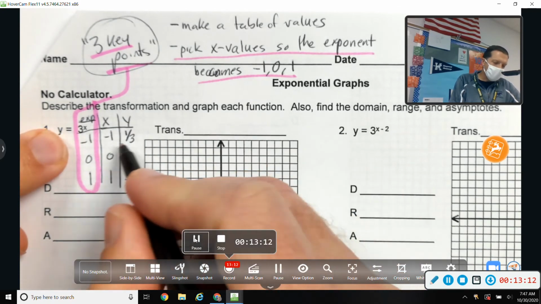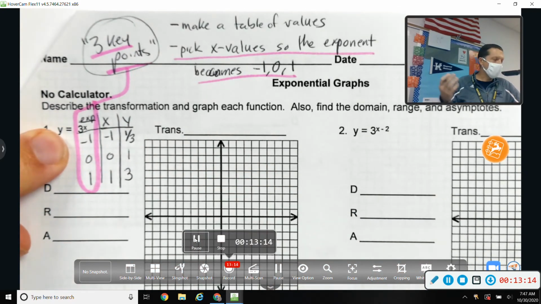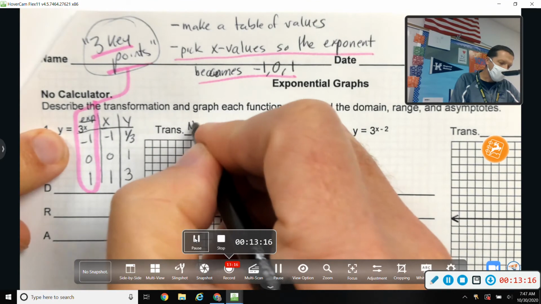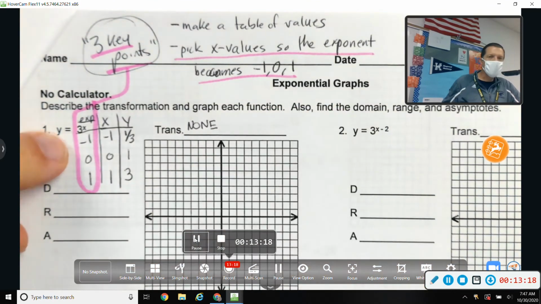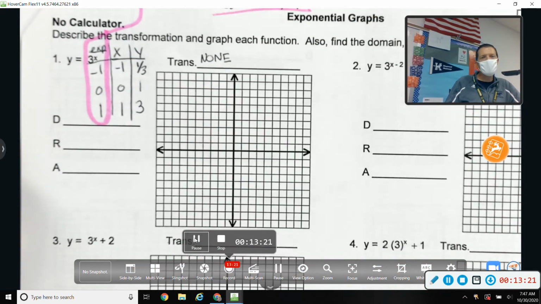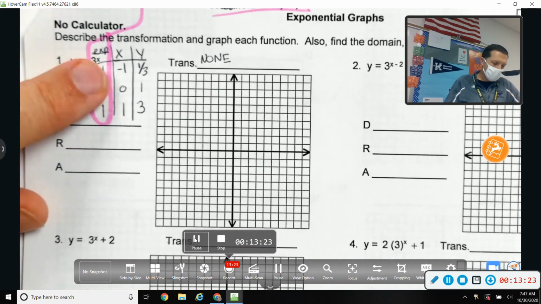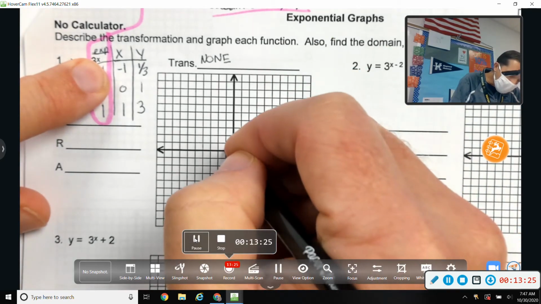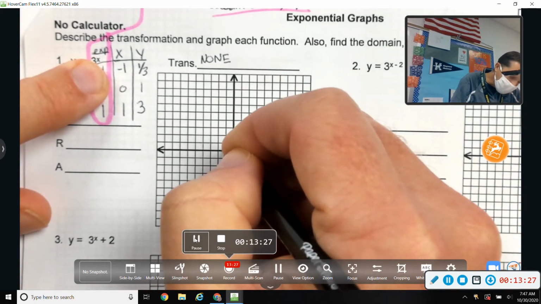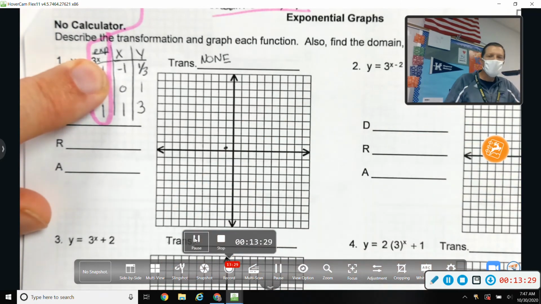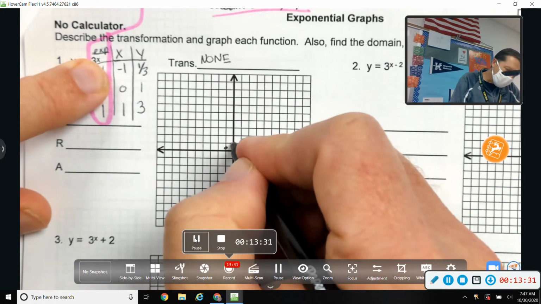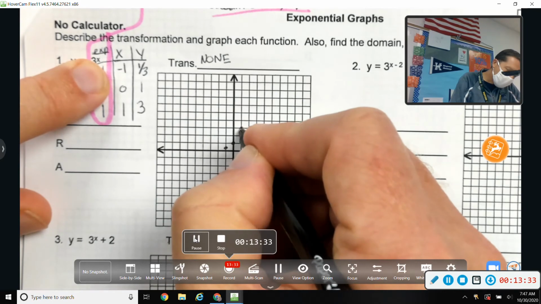Transformations, that means like how has it been shifted? That's the parent function stuff. But this is the parent function, so none for this one. This is our parent function that we're trying to learn on. Well, let's graph our points. -1, 1/3 as best we can. 0, 1, 1, 3.